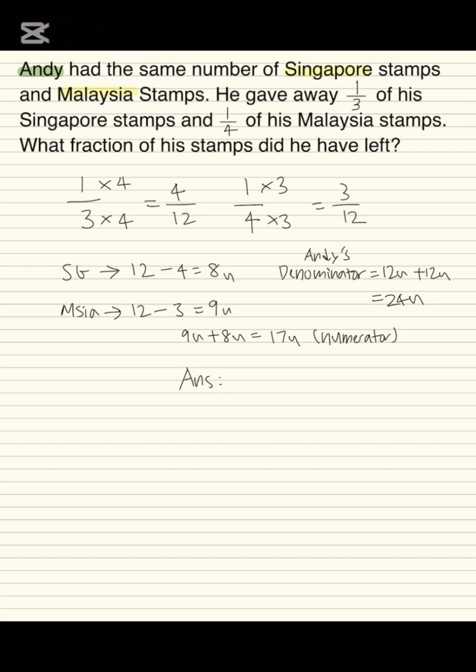And the answer will simply be 17/24. Already simplest form. And that's how you get the answer. The main trick here was actually getting Andy's denominator, which is to take the total here, 12 units plus 12 units, since both of the stamps belong to him.